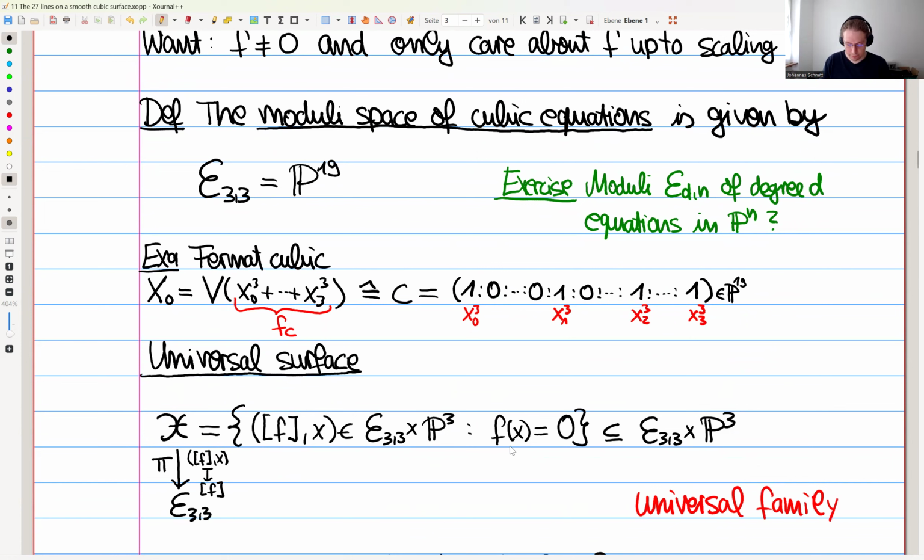So it says that f of x is equal to 0. This is a well-defined point inside here. You can check, independent of scaling either f or the point x by some rescaling, so it's a well-defined subset here. And in fact, you can imagine this is an algebraic equation, so it's a Zariski closed subset here. Okay? And this curly X cut out by this equation, we call the universal family over E33.